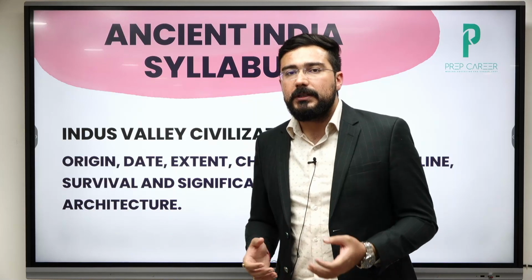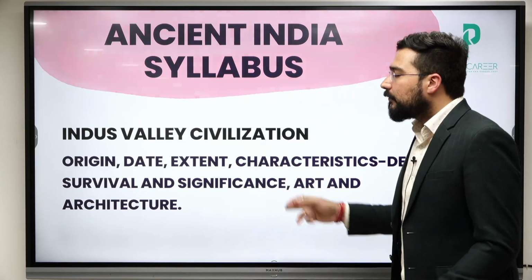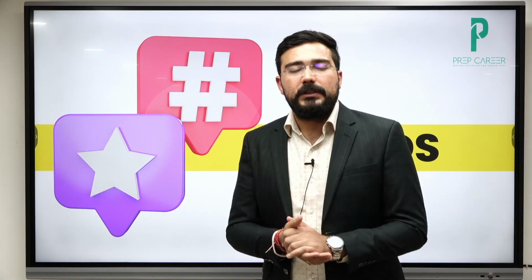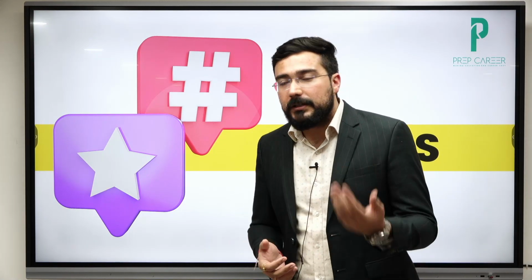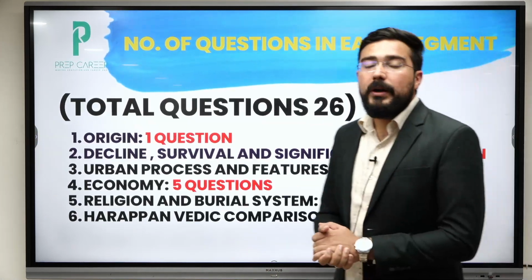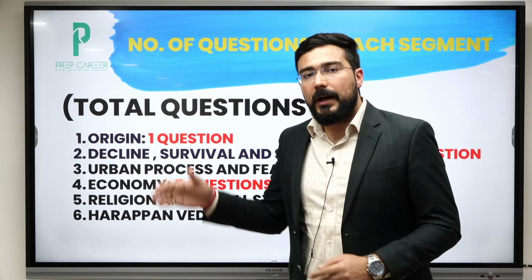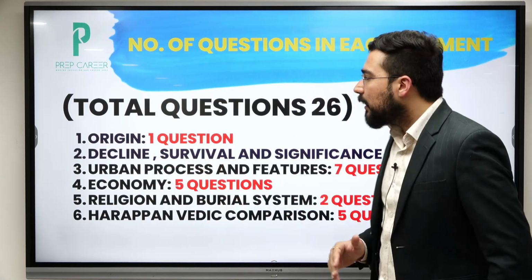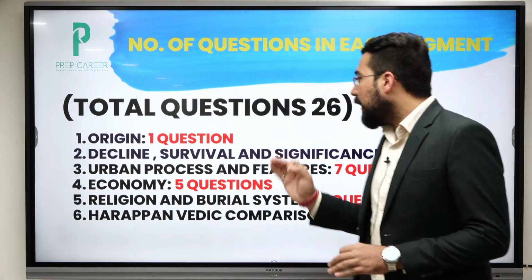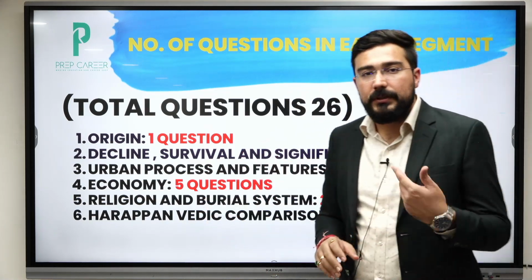And because of these things, a large number of questions have come from these themes. हमने starting में आगे बात किया कि sources we had around 18. From the second theme we only had 5 questions, but here see the number of questions. Okay, here the number of questions is very high, around 26. Okay, and that can be differentiated under various heads. Like with respect to origin, hardly one question. With respect to decline, survival, and significance, we have seen around 6 questions.